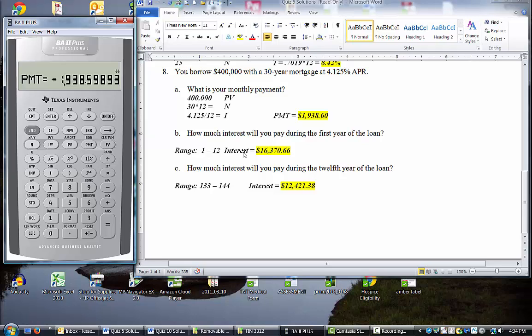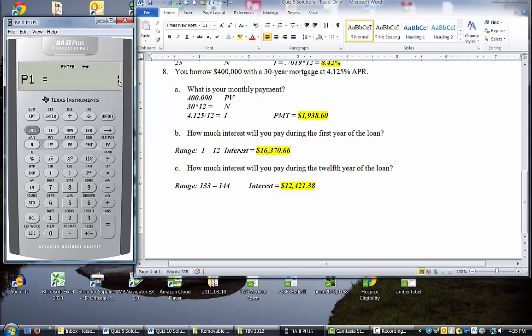Okay, to amortize the loan, so we want the interest during the first year. Since the first year is payments 1 through 12, that is the range that we're going to tell the calculator. To do that on the BA2 Plus, you need to hit the second button, and then we're going to go to the present value where it says amort for amortize. So just do second present value, and it's going to say P1, and it defaults to 1. So P1 is the first payment in the range of whatever you're talking about. And you can see in question B here, we want the first year, so that's again payment 1 through 12.